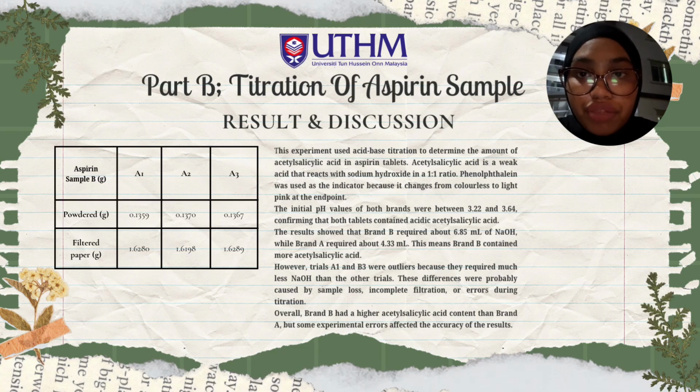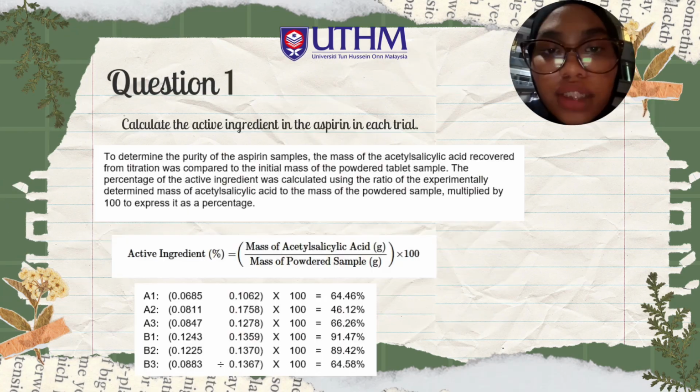The results show that brand B required about 6.85 ml of NaOH, while brand A required about 4.33 ml. This means brand B contained more acetylsalicylic acid. However, trials A1 and B3 were outliers because they required much less NaOH than the other trials. This difference was probably caused by sample loss, incomplete filtration, or errors during titration. Overall, brand B had a higher acetylsalicylic acid content than brand A, but some experimental error affected the accuracy of the result.